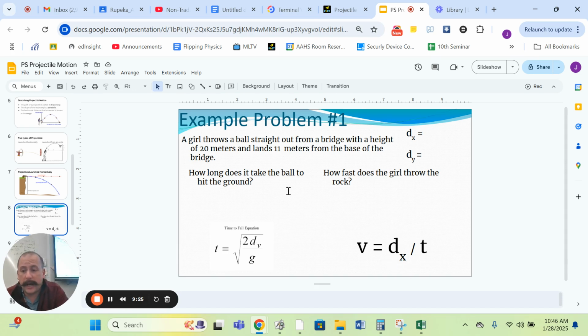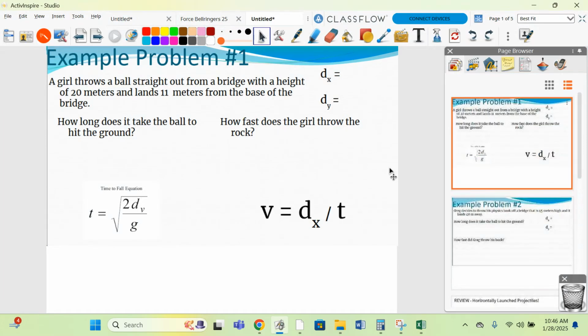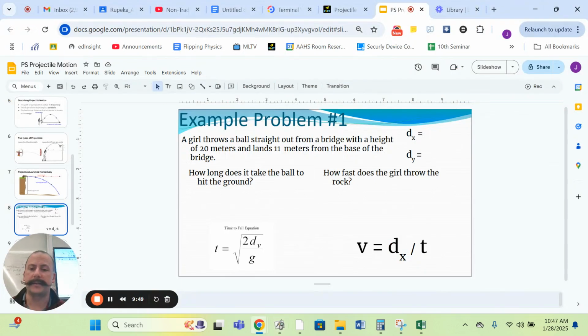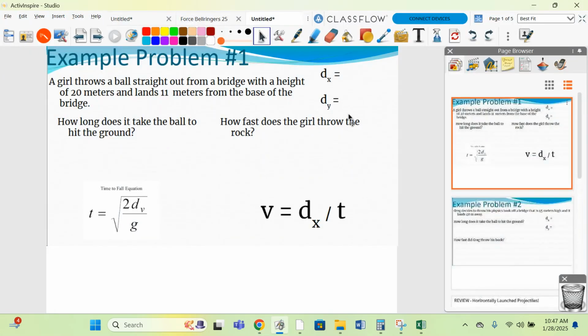Typically, we'll have to find out what the time is first, then plug it in and solve for how fast the projectile needs to be moving. So let's go ahead and work through this problem. A girl throws a ball straight out from a bridge with a height of 20 meters and lands 11 meters from the base of the bridge. How long does it take the ball to hit the ground? How fast is the ball moving?